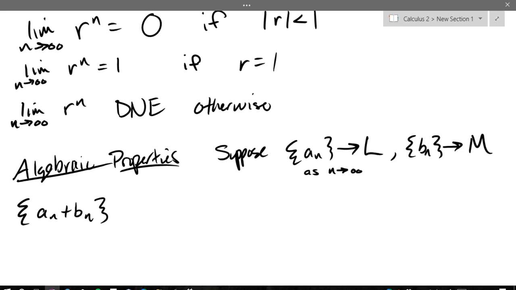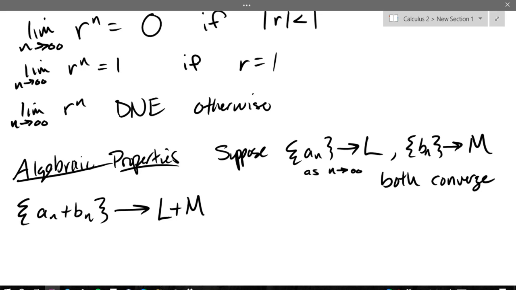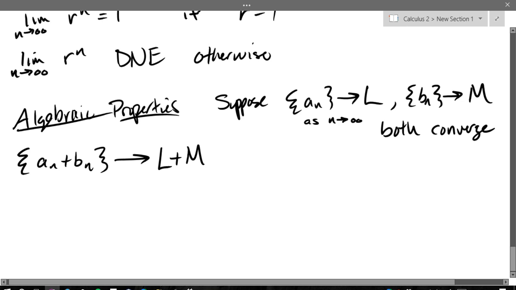So the new sequence, add the terms together. So take the first terms, add them together. That'll be the first term of the new sequence. Second two terms, add those two together. That'll be the new second term. It's not going to be equal. All right, so this should and does approach L plus M. So we needed both to converge. Another way to write that is L and M are both real numbers, not infinity or negative infinity. So they both converge. So our sum will converge, and the difference, an minus bn, approaches L minus M.